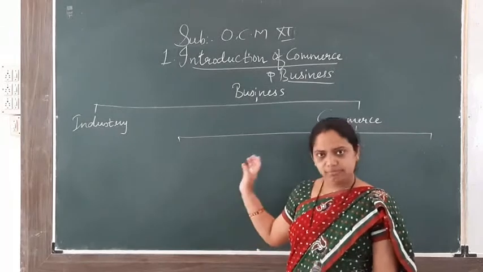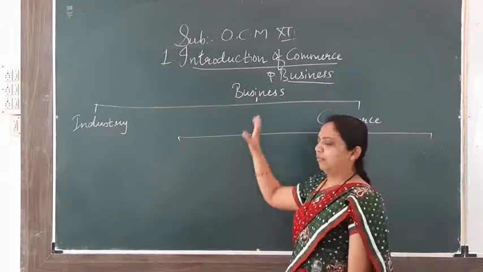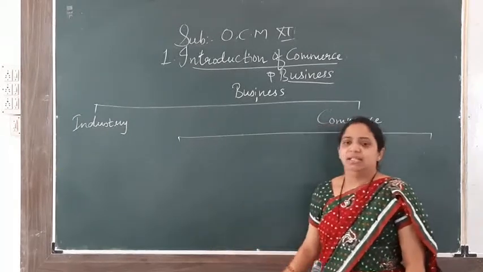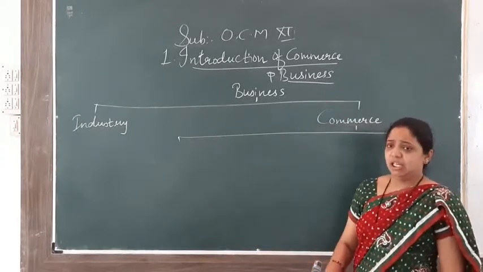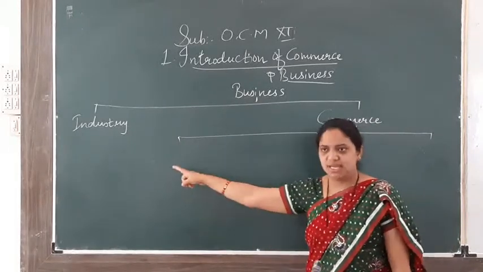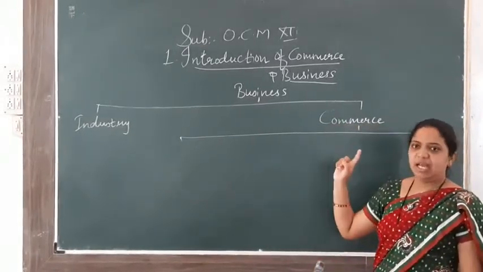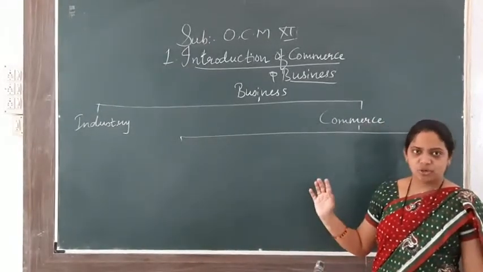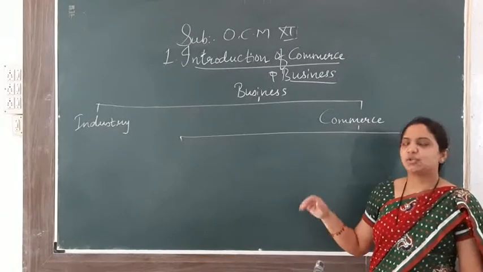You remember? A short recap I will give to you. The diagram was related to the classification of business activity. The classification of business activity is broadly classified into two big parts. The first is industry and the second is commerce. In the last lecture I taught you about the industry. You remember? Yes or no?